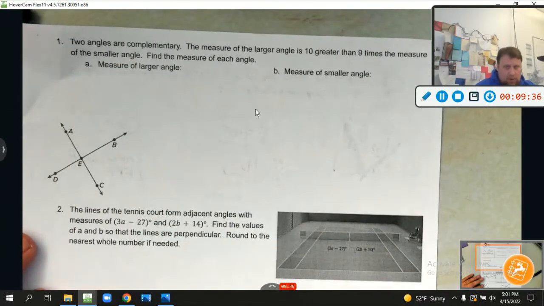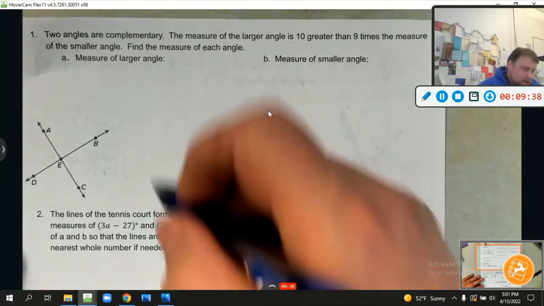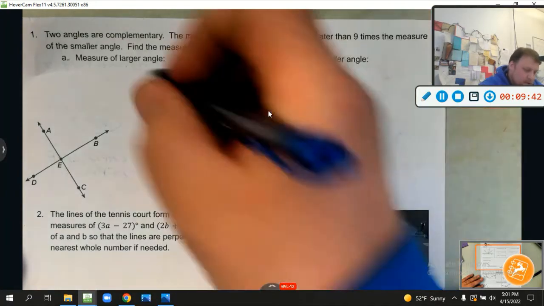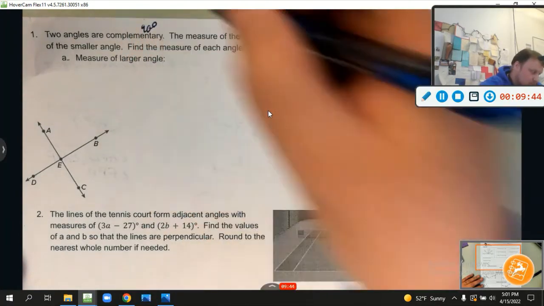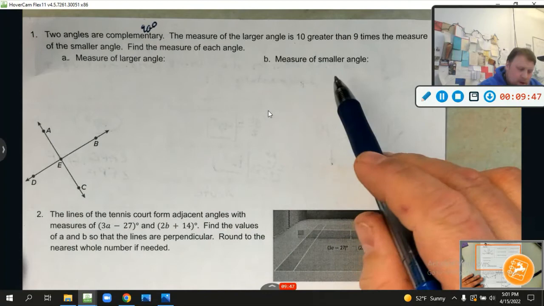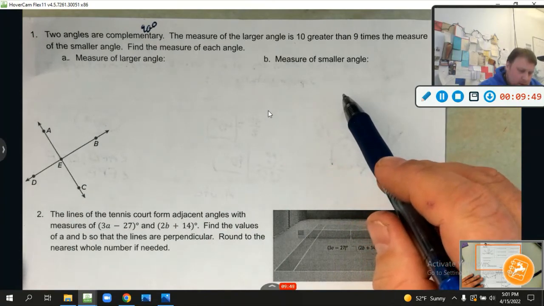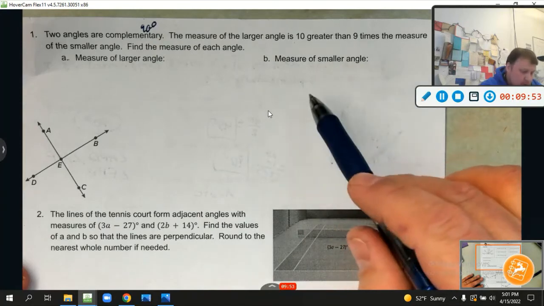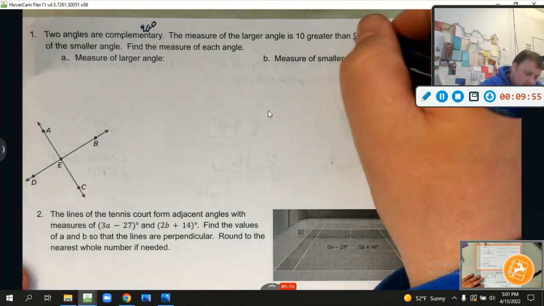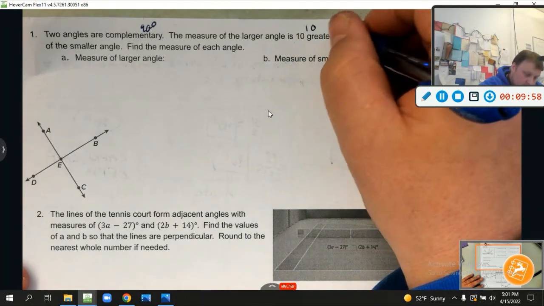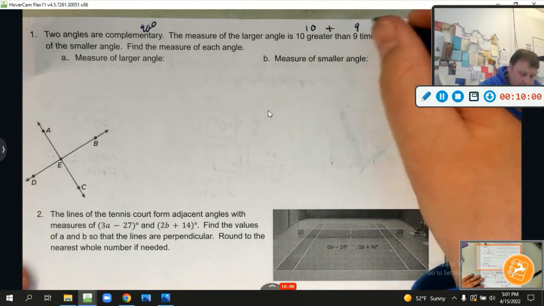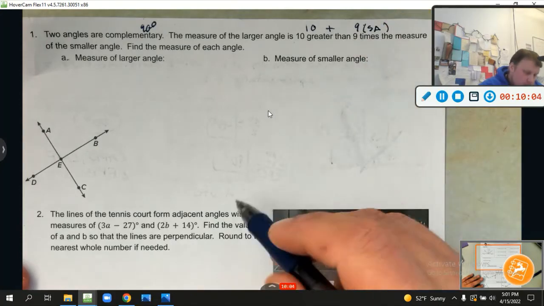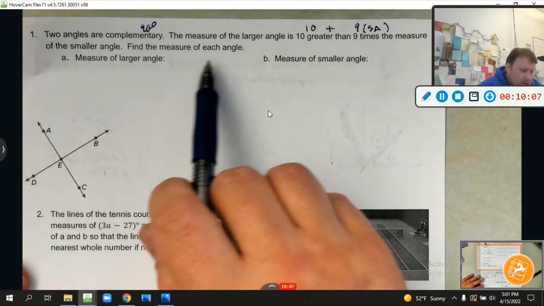Try a nice little word problem right here. It says two angles are complementary. All right, that means they add to 90 degrees. The measure of the larger angle is 10 greater than 9 times the measure of the smaller angle. Wow. 10 greater, so that'd be 10 plus 9 times whatever the smaller angle is, right? Find the measure of each angle.